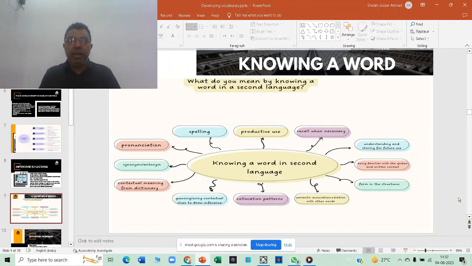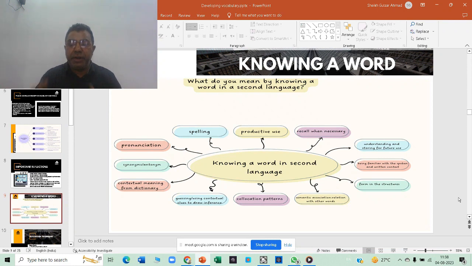Now see, बहुत ही इंपॉर्टेंट है हमारे लिए कि let us see, जब आप एक word को देखते हैं, what do you mean by knowing a word in a second language? क्या हमें एक word के बारे में पता होना चाहिए, तो तब ही हम कह सकते हैं कि मैं इस word को जानता हूं. So let us start from the use. अगर आप एक word को जानते हैं तो you will be able to use it productively. This is the first thing. अगर आप एक word को जानते हो तो that means the first thing is कि you are able to use it productively. The first thing.